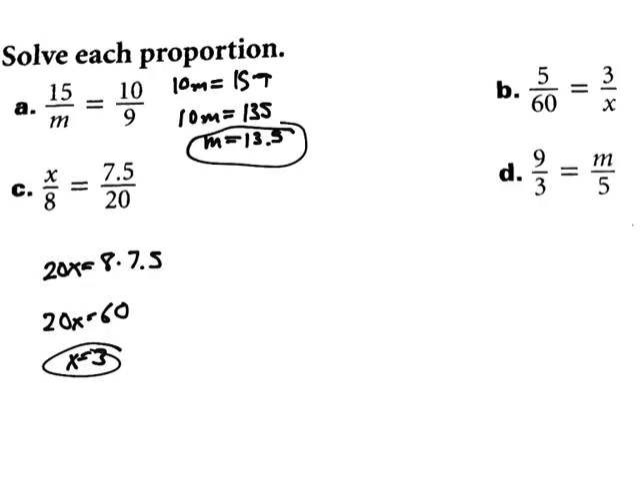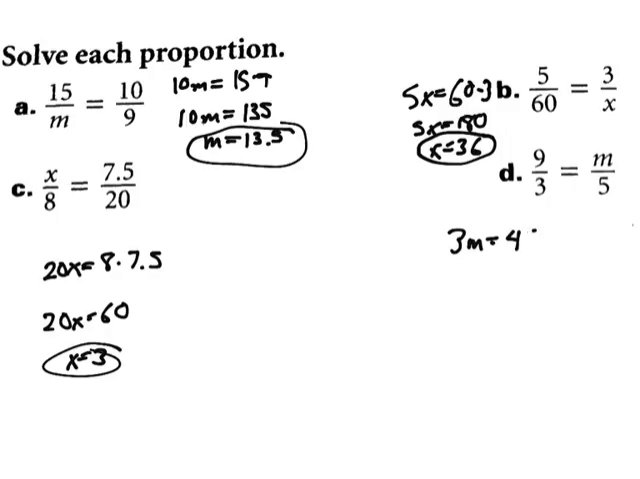This one, okay, you get 5x equals 60 times 3. 5x equals 180. Divide by 5 on each side, and x equals 36. This one, 3 times m equals 45, or, sorry, 9 times 5. 3m equals 45, divide by 3 on each side, m equals 15.